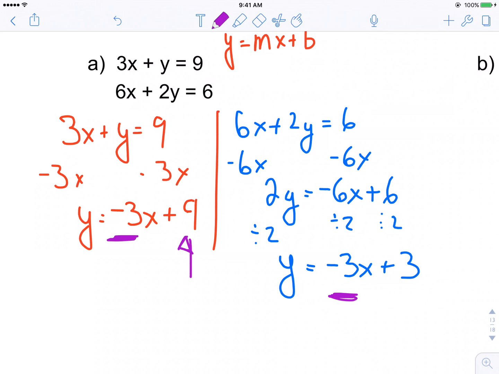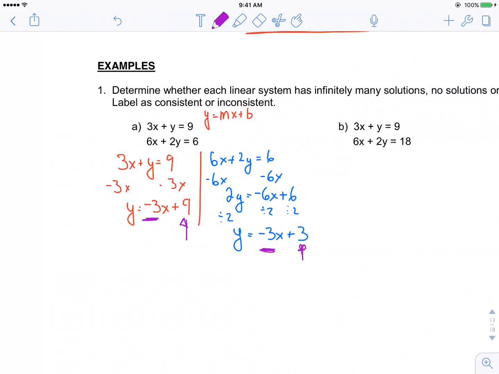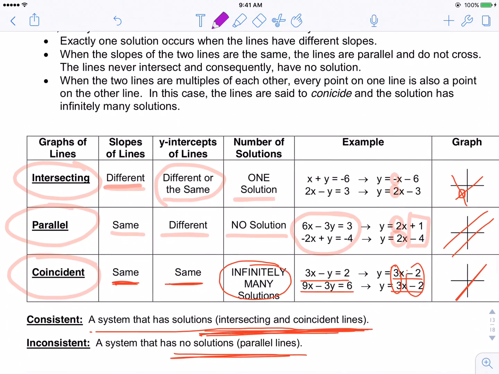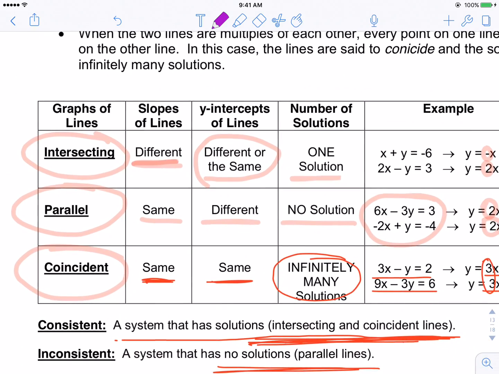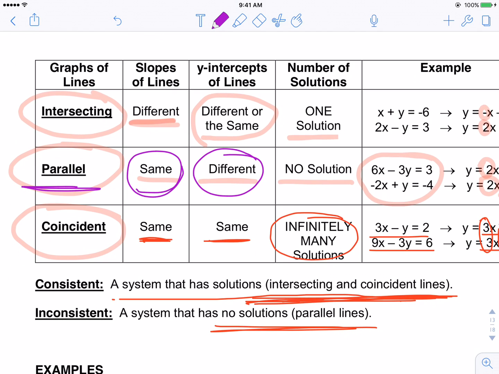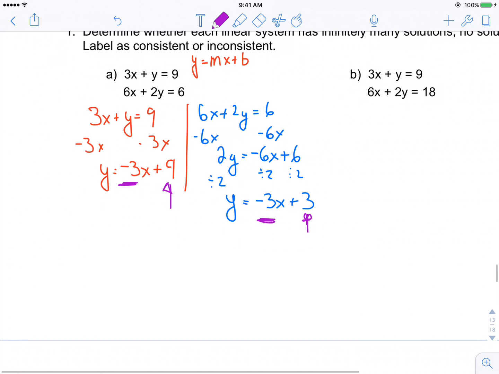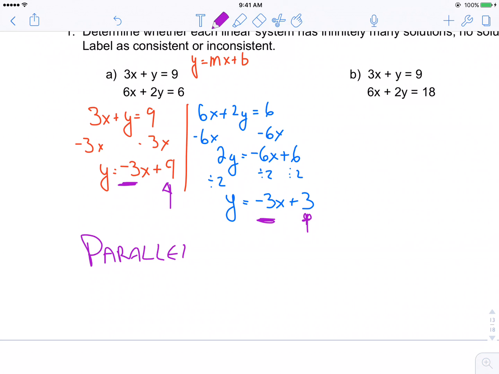but different y-intercepts. Okay? So if you remember the terminology, well, that's great. If you don't, we go back to our graph. Same slope, different y-intercepts. We have parallel lines, and parallel lines are inconsistent. No solutions. So we have parallel lines, and they would be inconsistent.